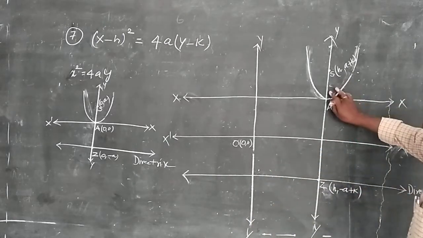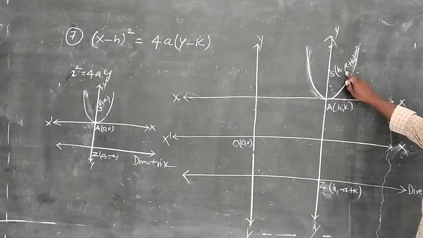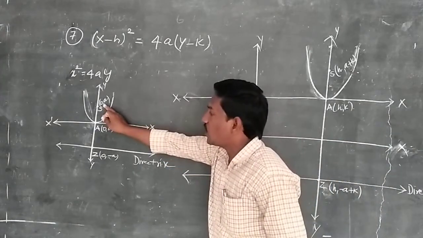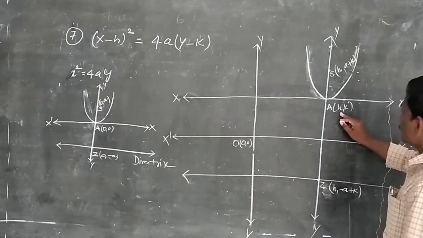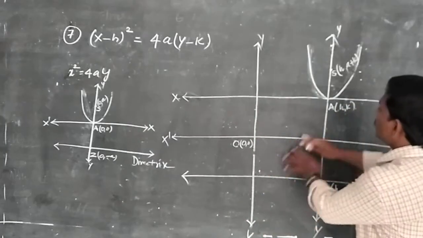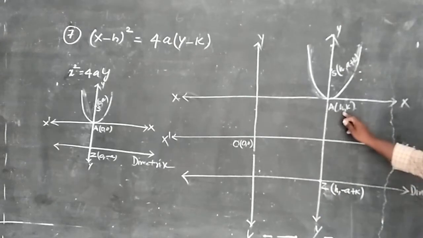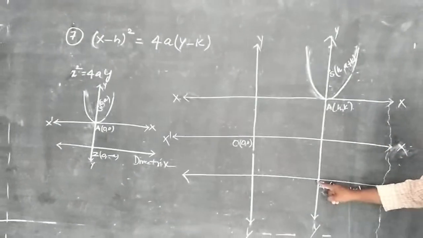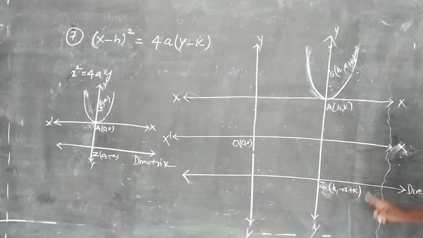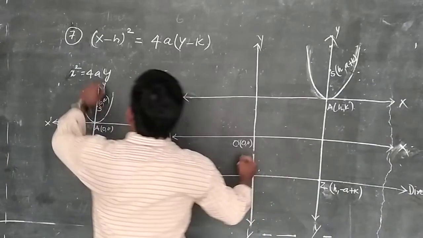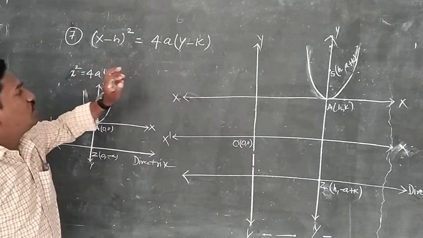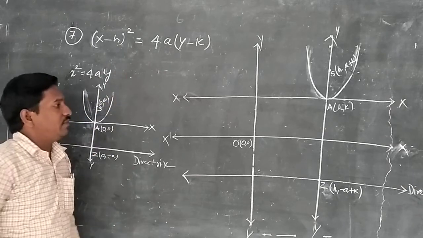So what is the focus S equal to? (h, a plus k). H and k should be added to (0, a) and to (0, minus a), when the origin shifted to (h, k). Now directly the point of directrix Z equal to (h, minus a plus k). So this is the shape of (x minus h) whole square equal to 4a(y minus k).